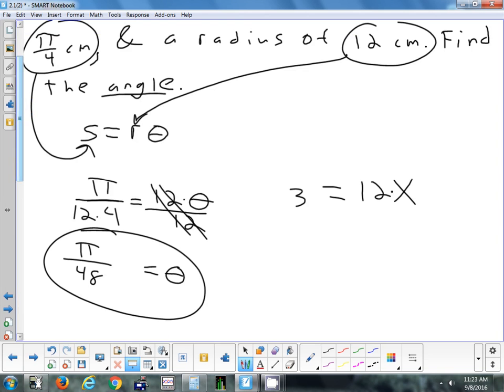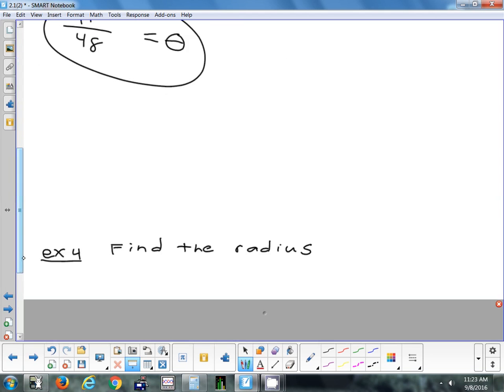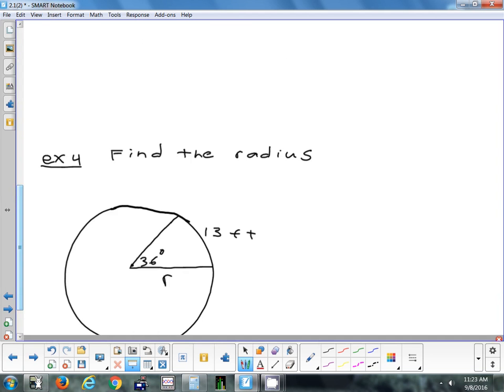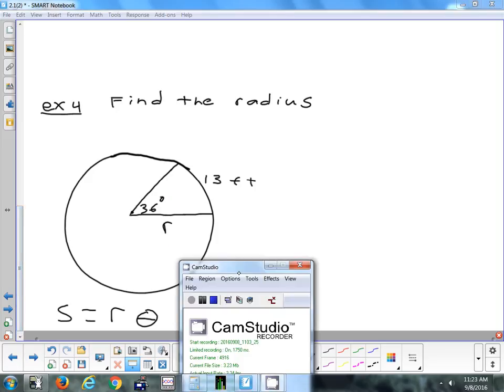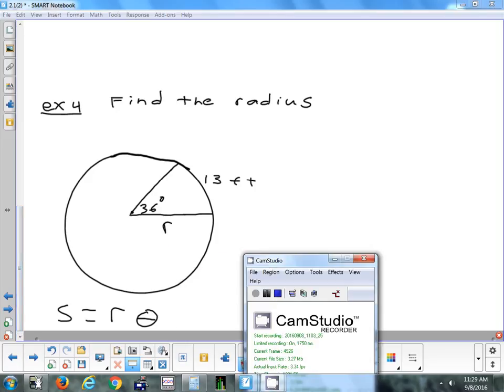All right, let's try one more. This time it says find the radius. Okay, so take a couple minutes to try that one on your own. Okay, see if you can figure out the radius. Okay, what's the first thing you have to do in this one?